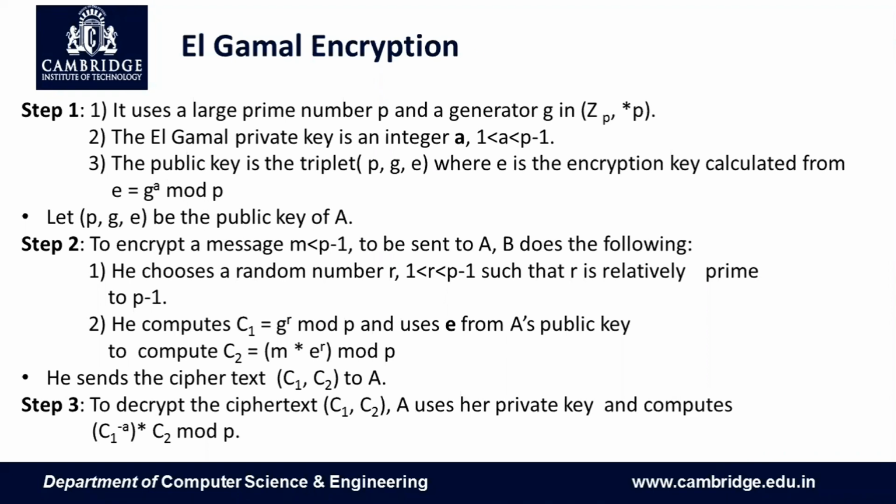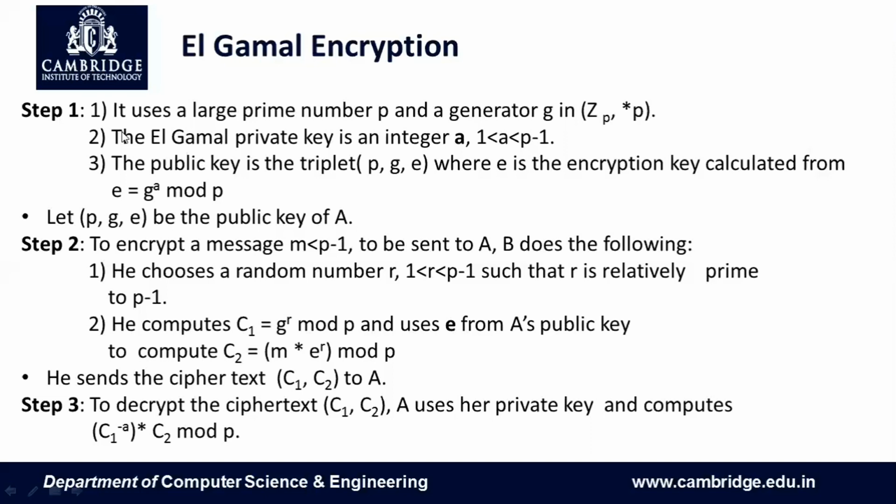ElGamal encryption converts the plain text into a ciphertext. Here there are two ciphertexts, that is C1 and C2. It is similar to the RSA algorithm and it is one example of asymmetric key cryptography. It uses two keys. One key is used for encryption and another key is used for decryption. Public key is used for encryption and private key is used for decryption. There are three steps we need to follow in order to perform ElGamal encryption.